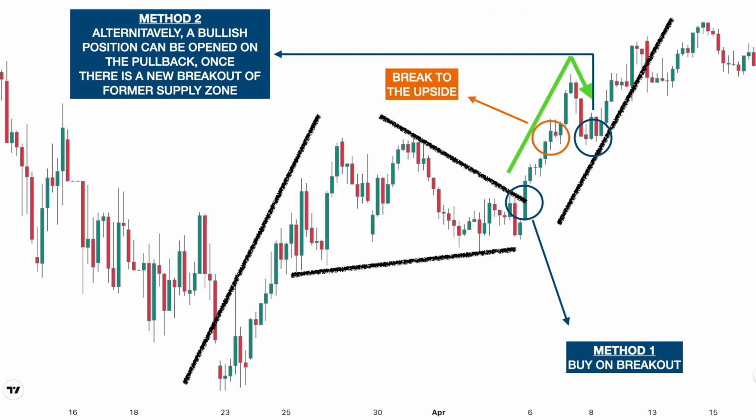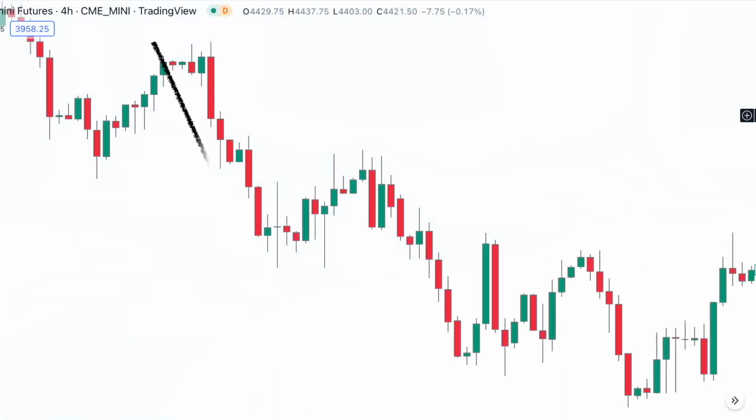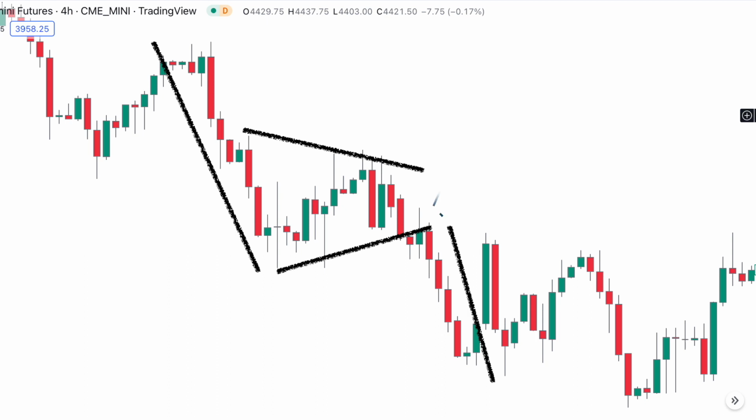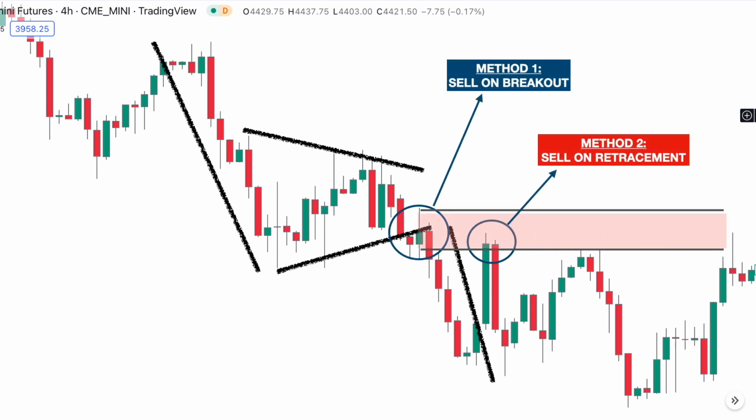This area also acts as a resistance zone. The potential target can be identified doing the measurements as shown on the slide. The bearish pennant, on the other hand, is an excellent opportunity to short for both breakout traders and for those who wait for confirmation and short on the retracements. As you can see in our case, the breakout area also serves as a resistance zone where short positions can be opened on the pullback.